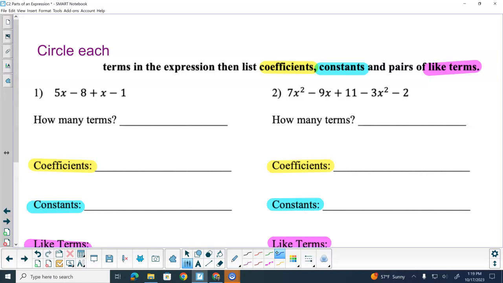Let's circle them. 5x is a term, right? So there's 1. We got a minus sign, right? So that means that negative 8 is another term. We got a plus sign. That means that x is a term. We got a minus sign. So that means that negative 1 is a term. So how many terms do we have? 4 terms. There are 4 terms in that expression.